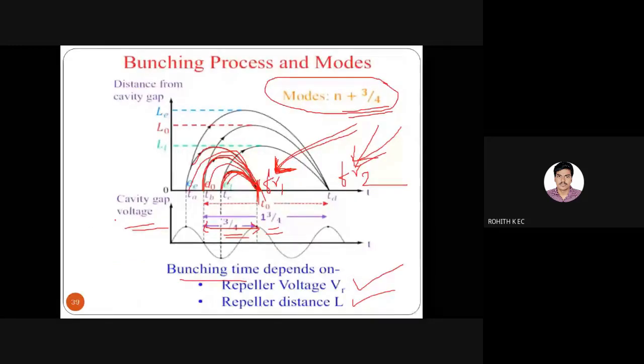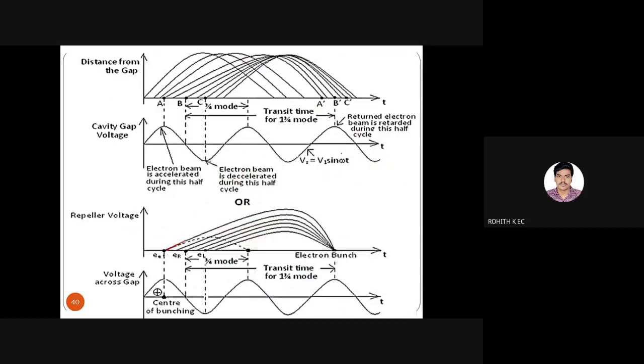Okay, so this is another diagram showing the same early electrons, reference electrons and late electrons. You can see early electrons are the electrons when the grid voltage is positive, reference electrons are when the voltage is zero, and late electrons are when the voltage is negative, right? So depending on the repeller voltage and the distance, and also the voltage connected to the anode cavity, the bunching time will vary, right? So depending on whether the bunching is happening in the first time slot or the second time slot, we have FR1, FR2 and so on, and similarly modes, mode 0, mode 1 and so on, okay?